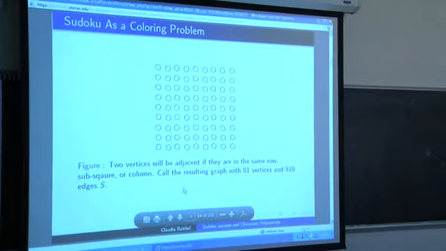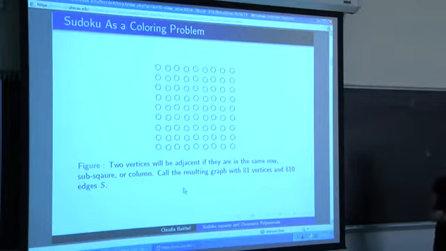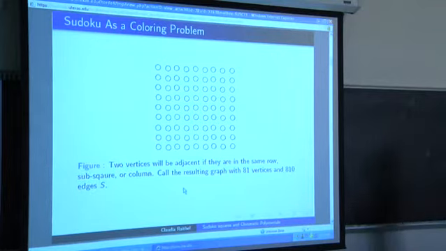In order to talk about colorings, we need a graph. So we need to construct what I call the Sudoku graph, which is going to have 81 vertices. You put a vertex in each one of the squares of the 9x9 grid, so you have 81 vertices. Then you connect 2 vertices if they're in the same row, the same column, or the same subsquare.